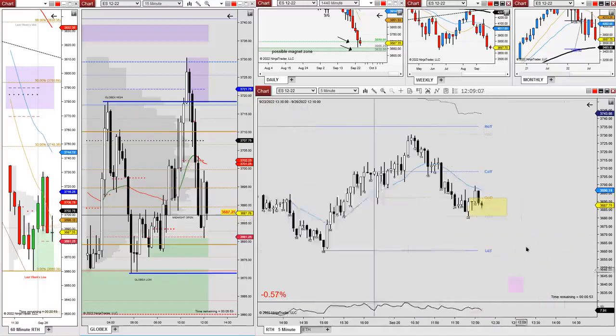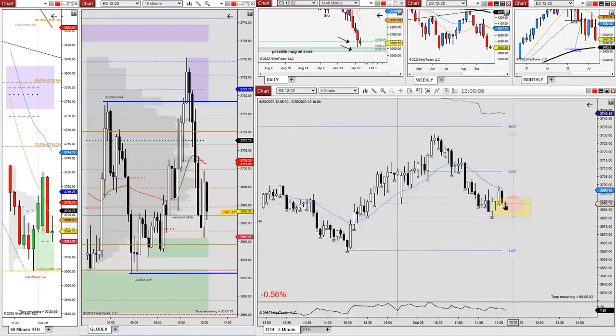Okay, so I'm still watching this area. You see how we're stalling there, and there's a reason why, and I just explained those reasons. So these are the things that you have to look at as a retail trader, okay?